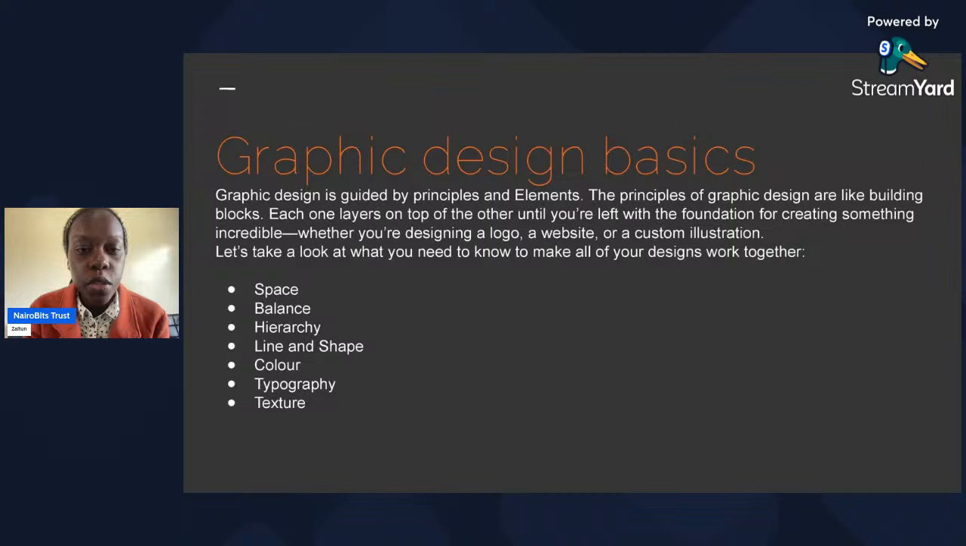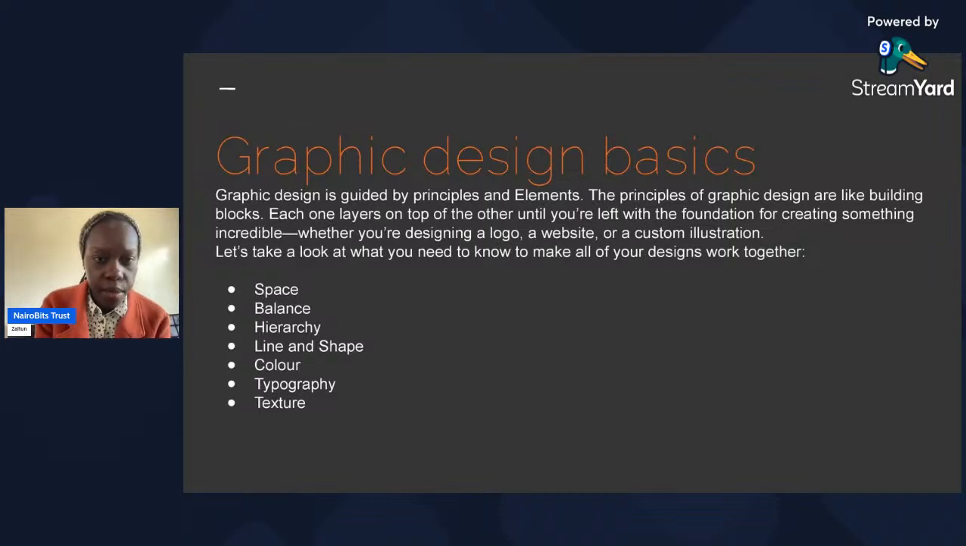There are usually 12 principles of design, but today we are just going to look at 7 of them, 7 that are mandatory for you to know, and that you will always find yourself applying over and over again. So we have space, balance, hierarchy, line, shape, color, and typography.